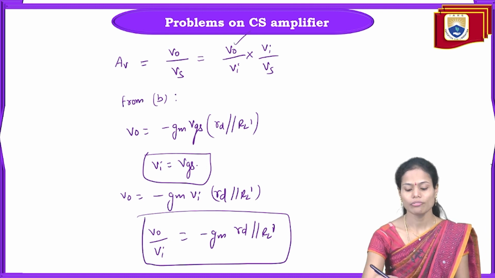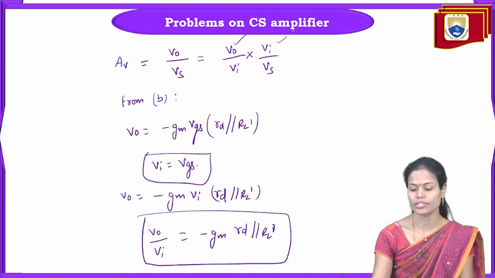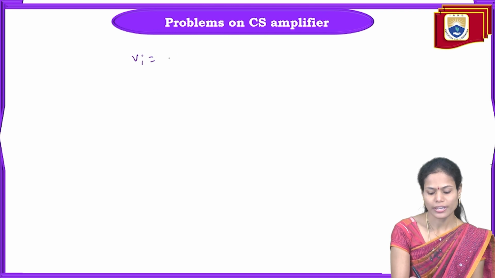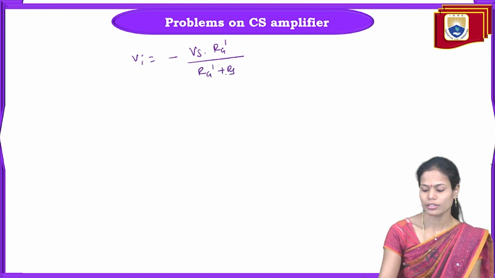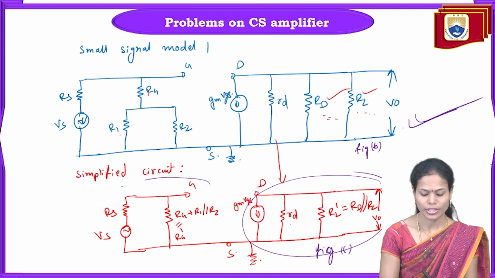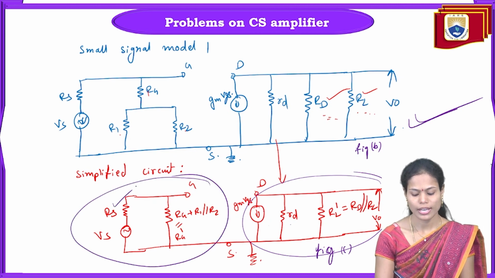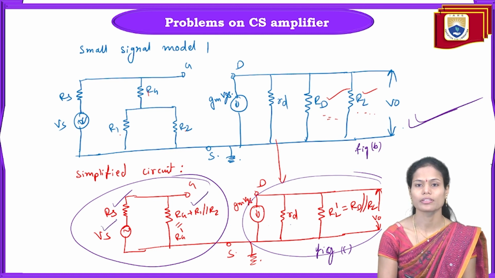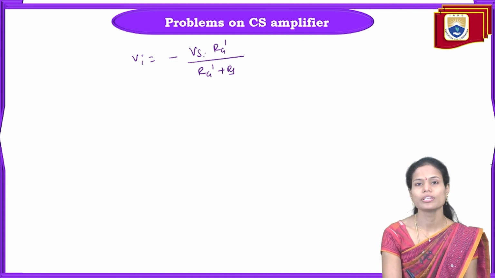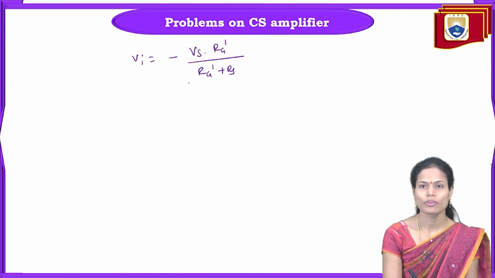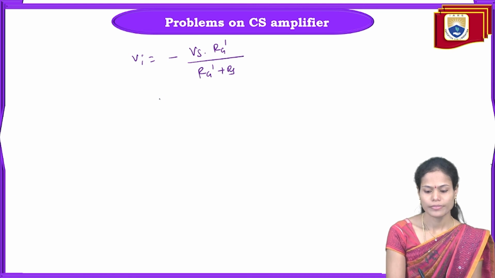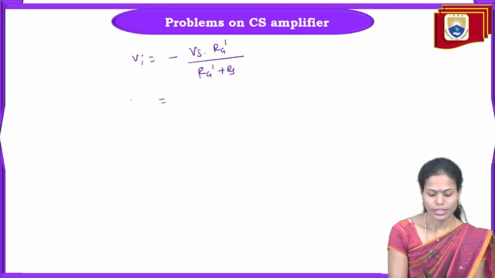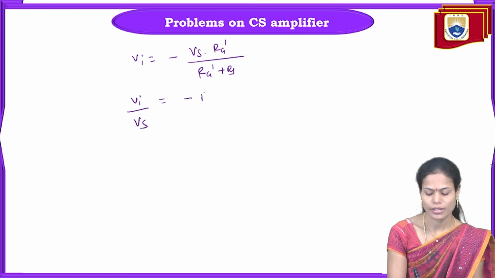Next we need to find the value of Vi by Vs to calculate the overall voltage gain. Here Vi is equal to Vs into RG dash by RG dash plus RS. That is from the input side. This resistance as well as this resistance and this voltage source are present on the input side. So we write Vs into the opposite resistance, RG dash, by the overall resistance, RG dash plus RS, using the voltage division rule. So we can write the Vi by Vs value as RG dash by RG dash plus RS.